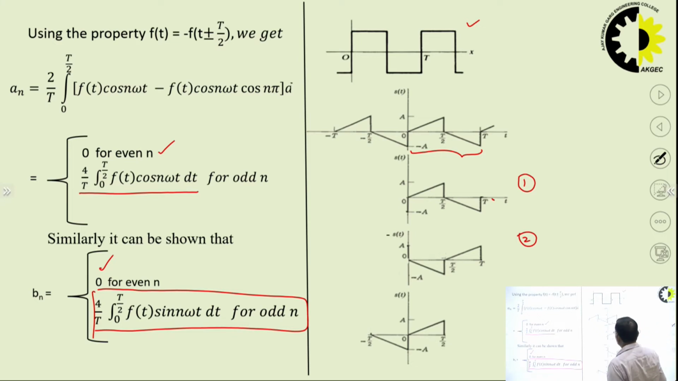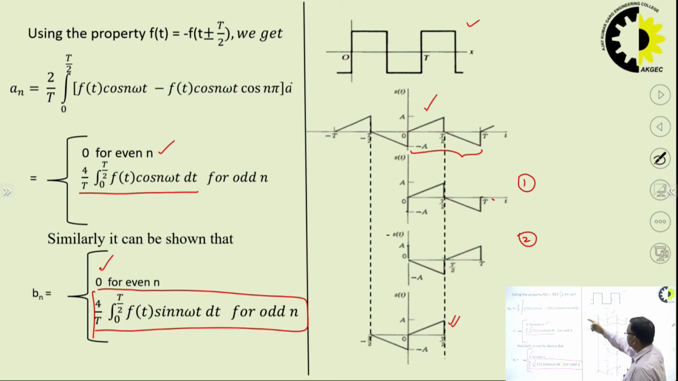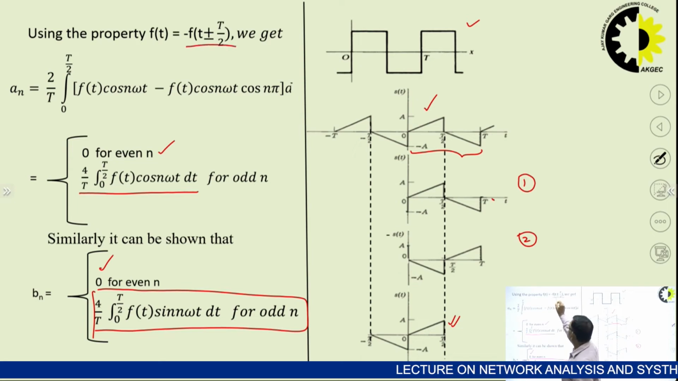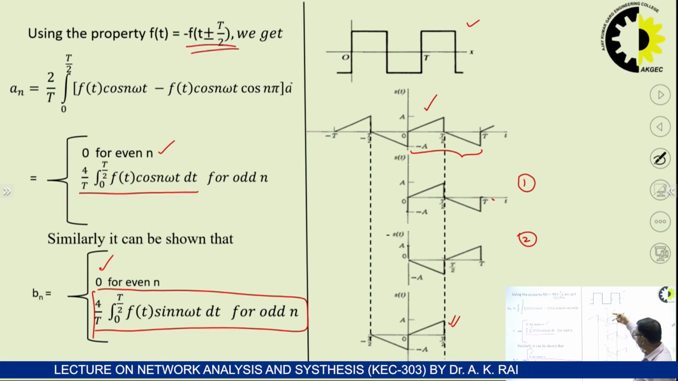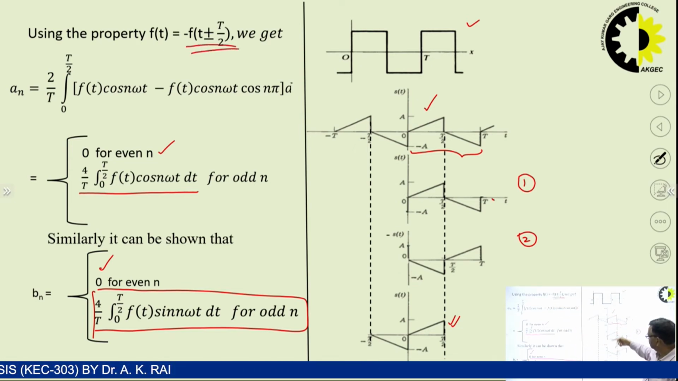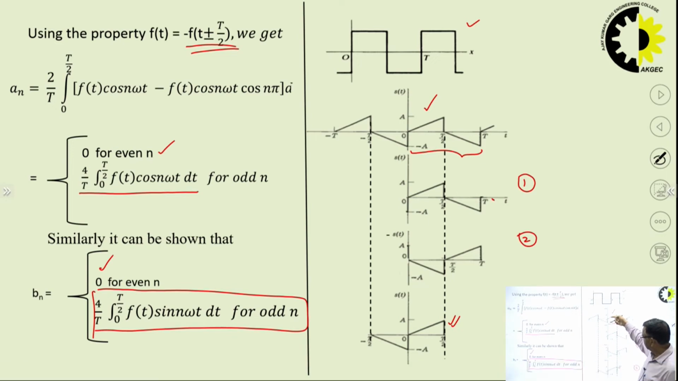Now compare this with the original signal. This is your original signal, and this is the signal after carrying out these steps. Compare the signal for one time period. This is the original signal for one time period, and this is after carrying out these steps. We can see that these two signals are identical. It means this signal has half wave symmetry.